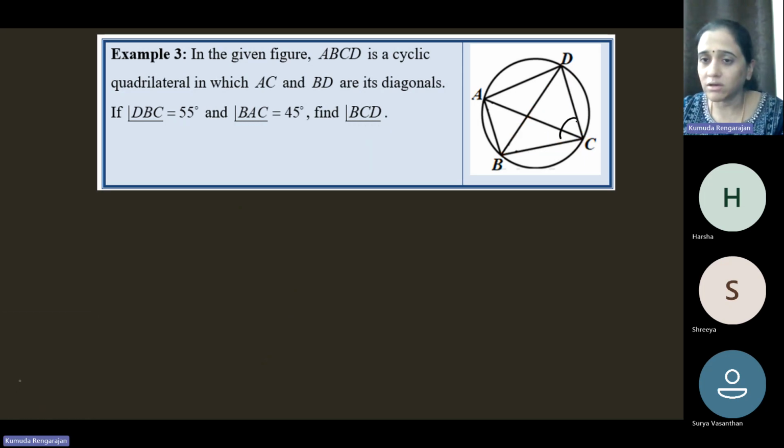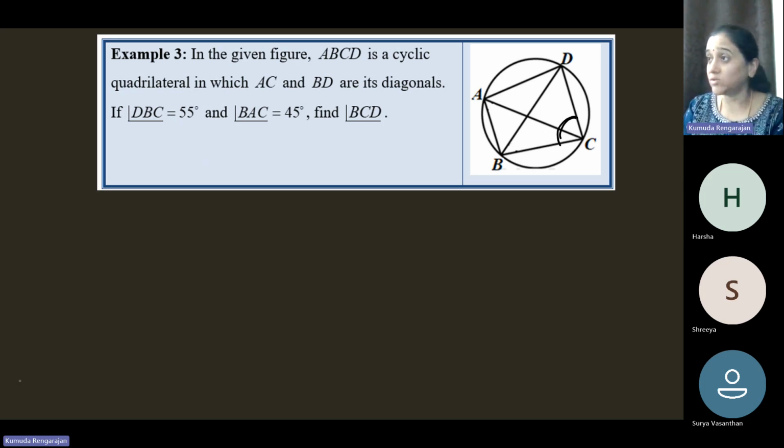In a cyclic quadrilateral, opposite angles are supplementary. Yes, we know that. Now here ABCD is a cyclic quadrilateral because the vertices A, B, C, and D lie on the circle. So it's a cyclic quadrilateral. So angle A plus angle C is 180. Angle B plus angle D is 180.